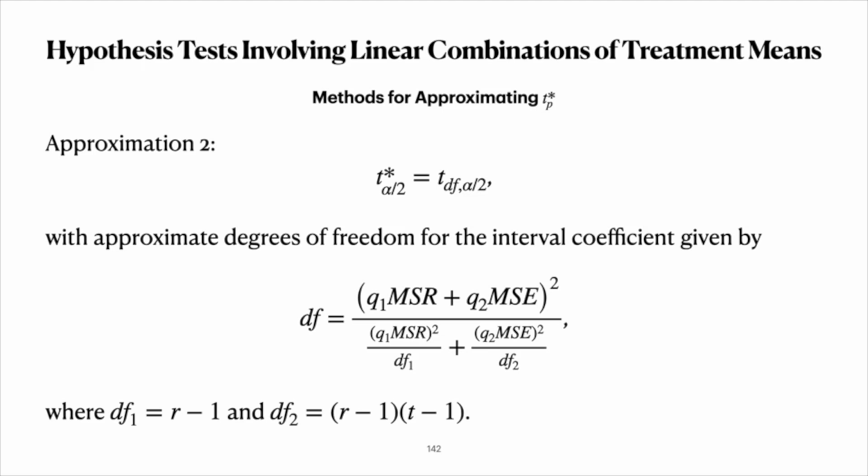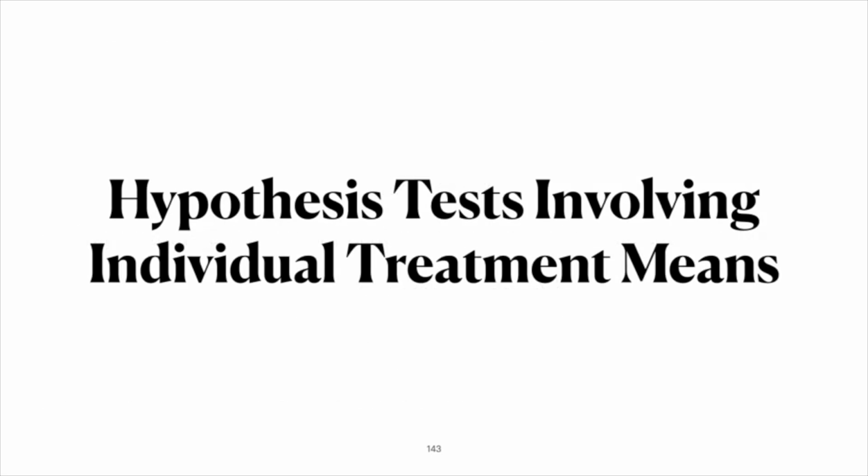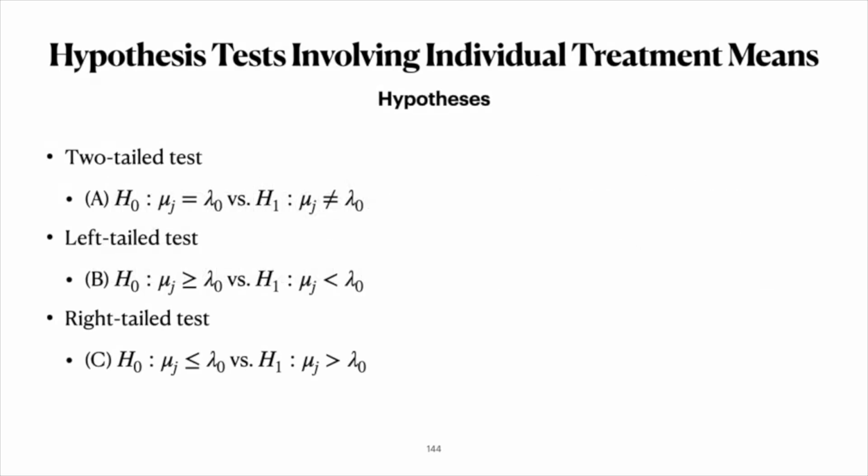Now, if we look at the very special case of just one treatment mean, or an individual treatment mean, which we can certainly do, then some of the calculations get simplified. In particular, the formulas for the approximate t-values simplify a bit, and so we'll look at that. In this situation, when we're looking at hypothesis tests involving individual treatment means, in the null and alternative hypotheses, obviously we would have just one of the treatment means.